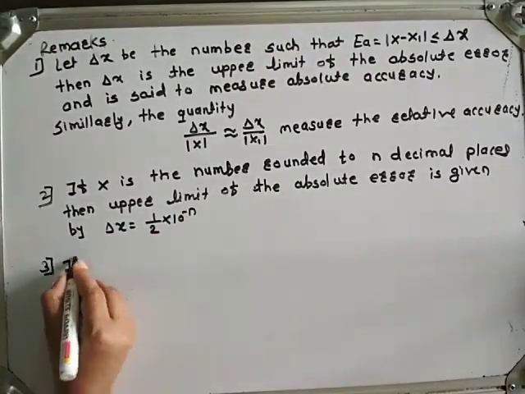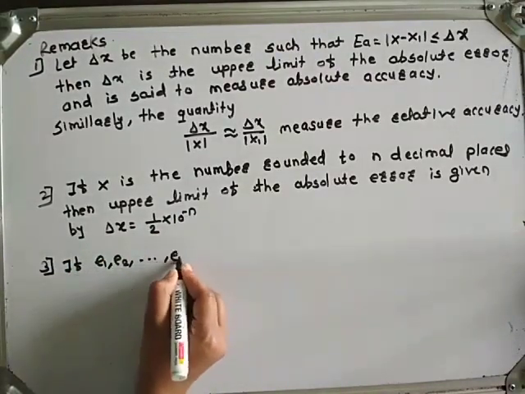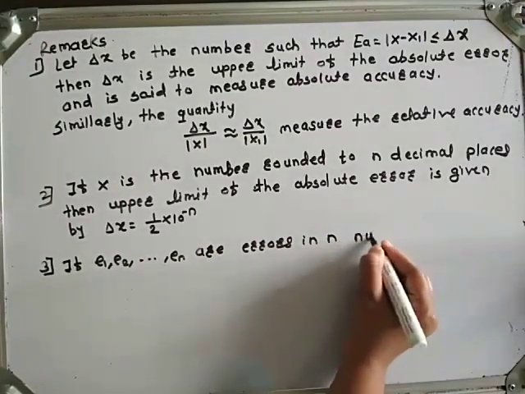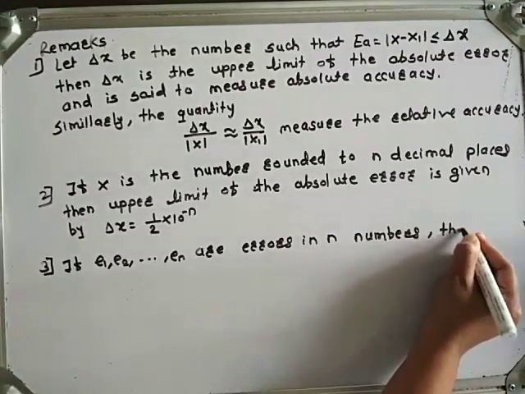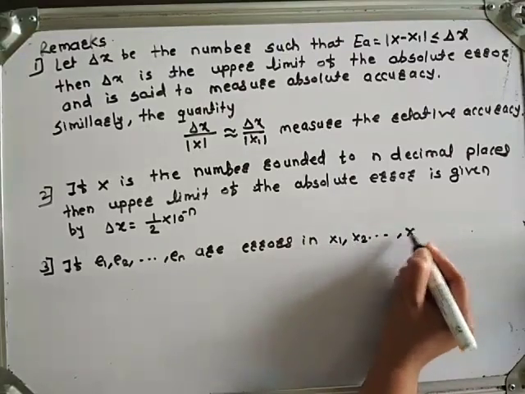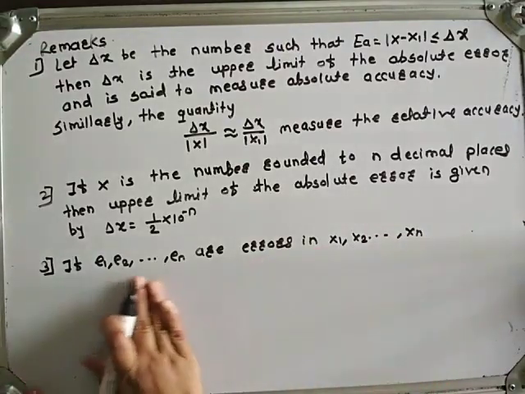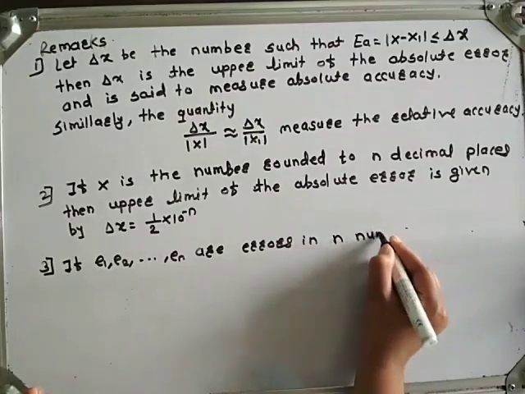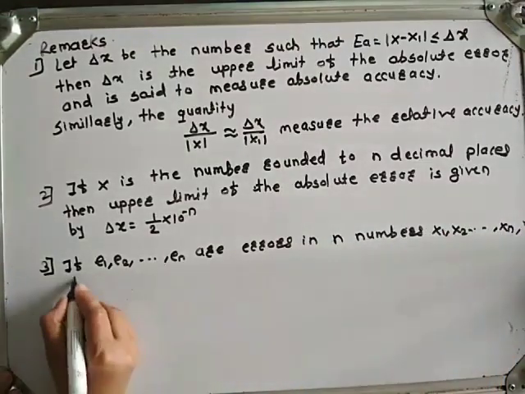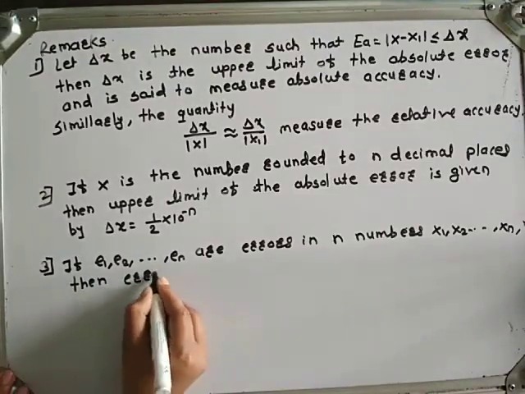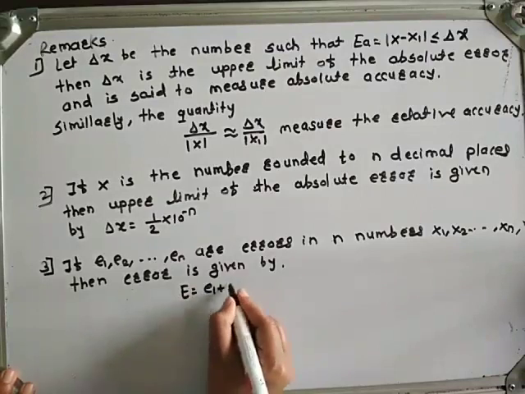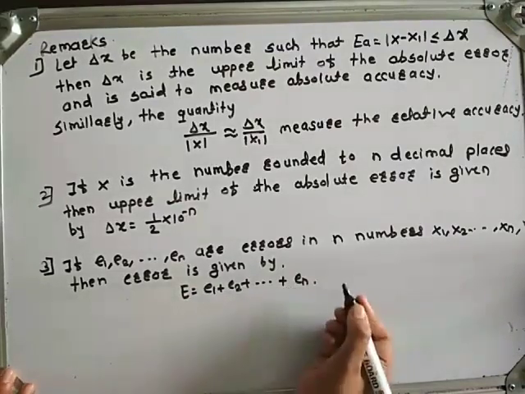And the last remark is, if E1, E2 and so on up to En are errors in n numbers x1, x2 and so on up to xn, then the error is given by E is equal to E1 plus E2 plus and so on up to plus En.